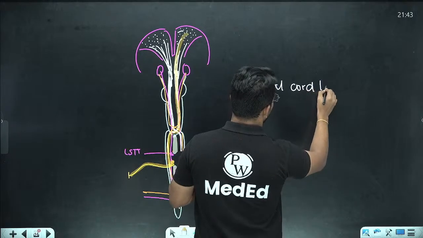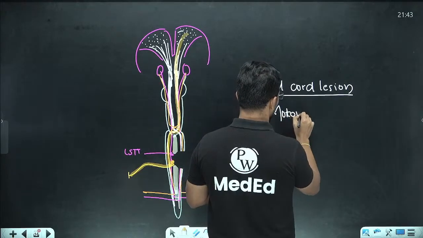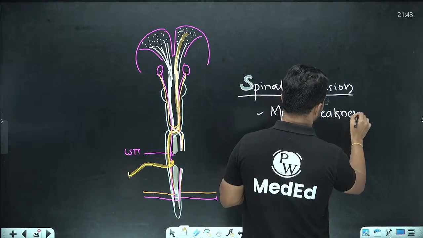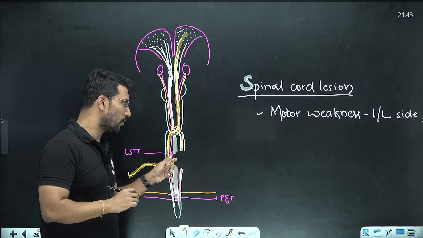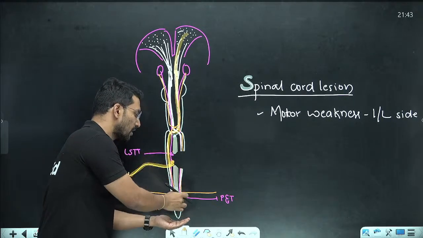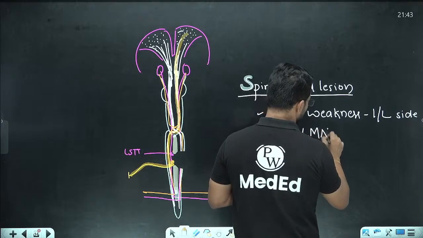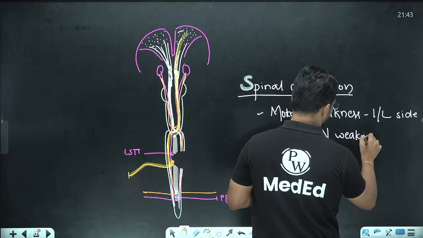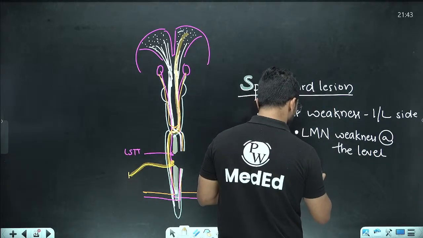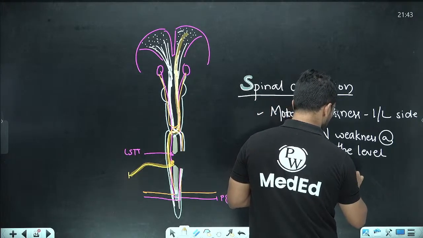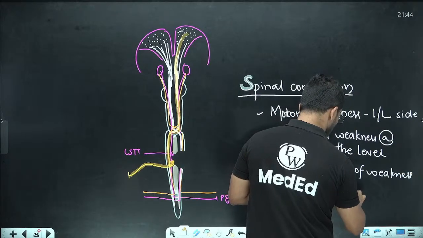Spinal cord lesion will cause, number one, motor weakness always on the same side, on the ipsilateral side. Okay, now number two, at the level I'm cutting, I'm also doing damage to the anterior horn cell, right? Below the level, all the upper motor neurons coming through the spinal cord are lost. So what will I see? I will see LMN type of weakness at the level of damage, at the level of lesion, and I will have UMN type of weakness below the level of lesion.